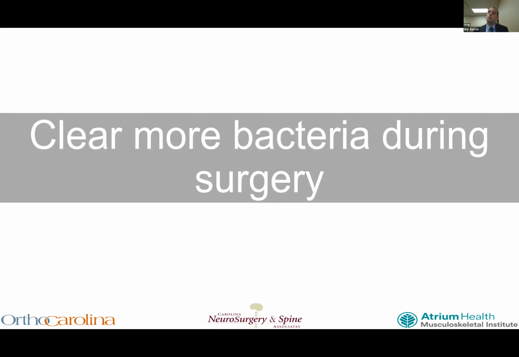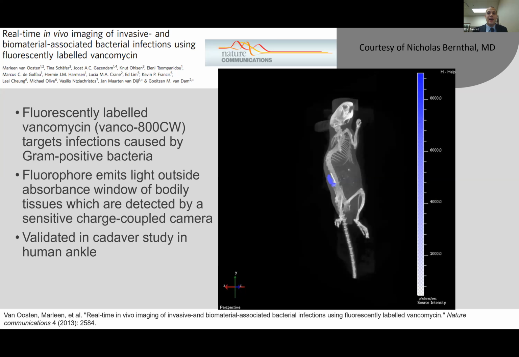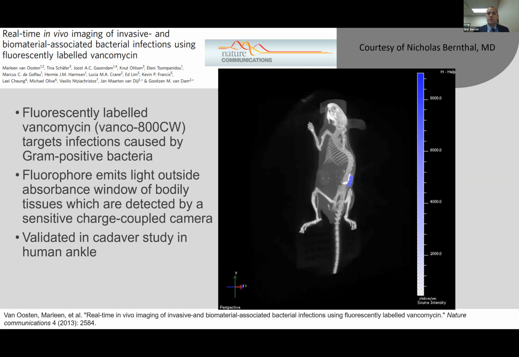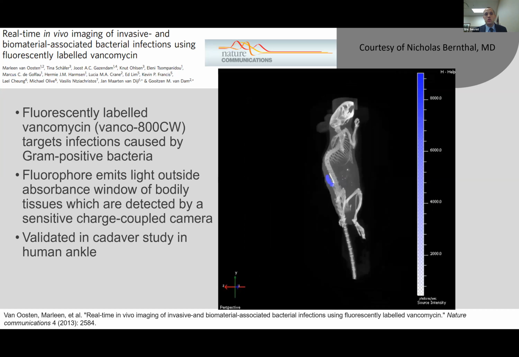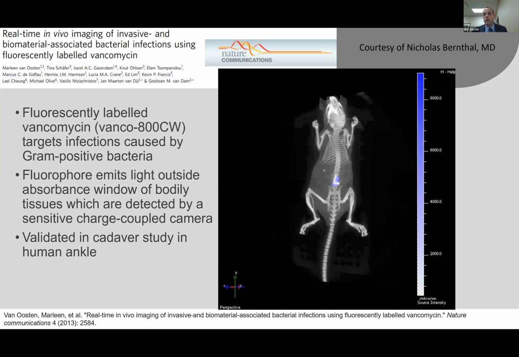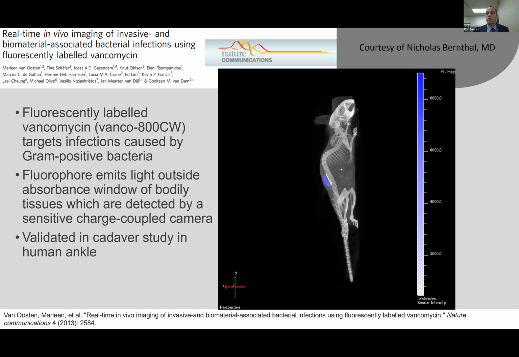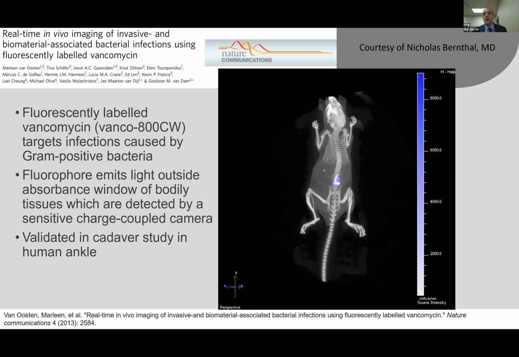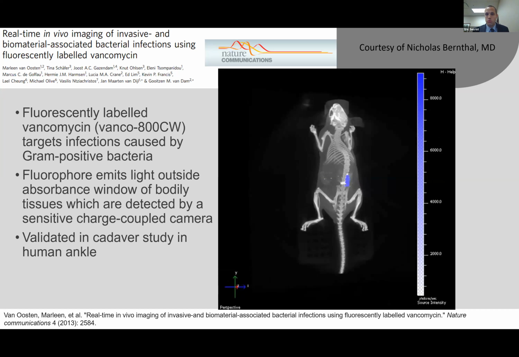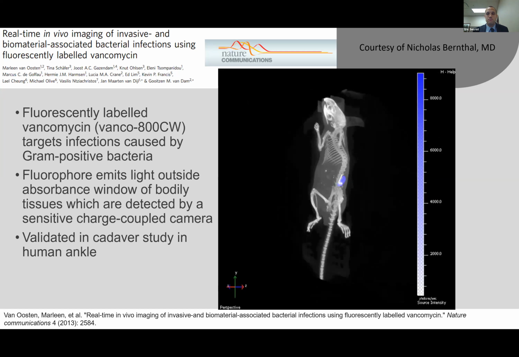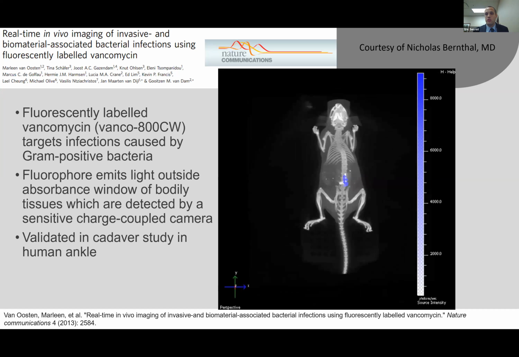So here's a few strategies that could potentially in the future lead to better outcomes for our patients. The first would be to clear more bacteria during surgery by identifying more bacteria during surgery. And one of the technologies which is in the pipeline is using fluorescently labeled vancomycin to target infections caused by gram-positive bacteria, and then use a fluorescence video camera to detect them. So what this would allow us to do is, after the conclusion of our debridement, turn on the camera and look for these fluorescent vancomycin molecules to tell us whether or not we did a good job.